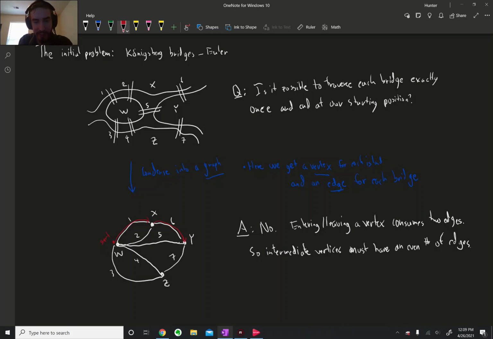All right, so we could try to continue this path from Y. Let's say I go to Z next. And then maybe I go back to W. But now no matter what I do, I'm stuck, right? If I try to take edge 2 next, then I'll be stuck at X with no more edges to use. If I use edge 5, same thing. If I use edge 3, same thing, getting stuck at X, Y, or Z, respectively, and not using all of the edges.